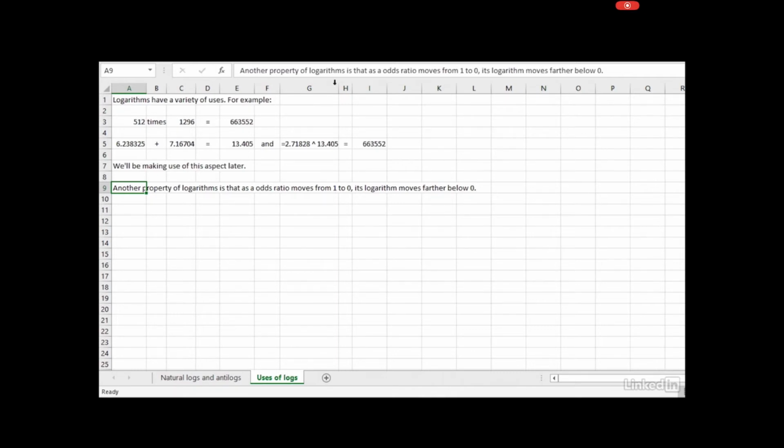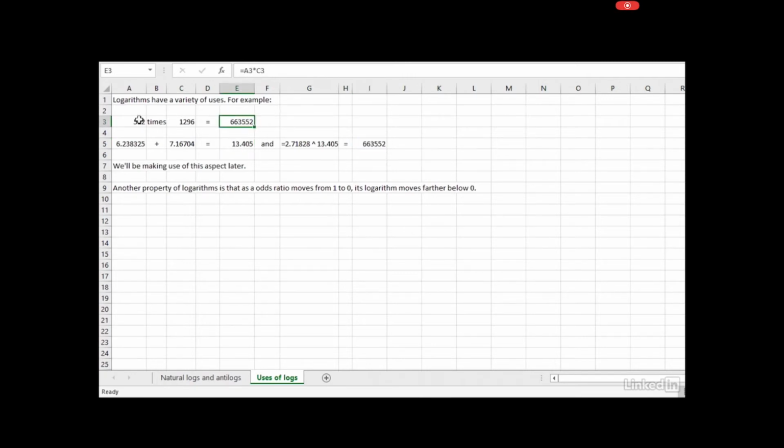For example, let's say that we had the number 512 and we wanted to multiply it by the number 1,296. Well, it's a little bit tedious to carry out that multiplication. If you use logarithms, you can take the log of 512, known as ln of A3, and A3 is 512. And if you add to it the natural log of 1296, ln of C3, then you get a sum of 13.405. And if you now raise the base of the natural logs, 2.718, to that logarithm there, then you get the number that you were originally looking for.